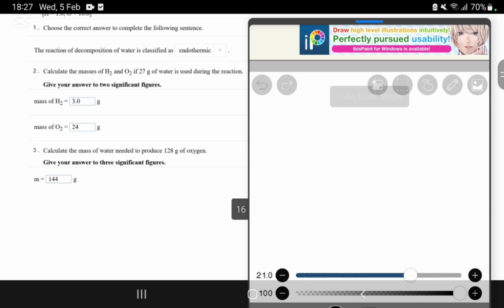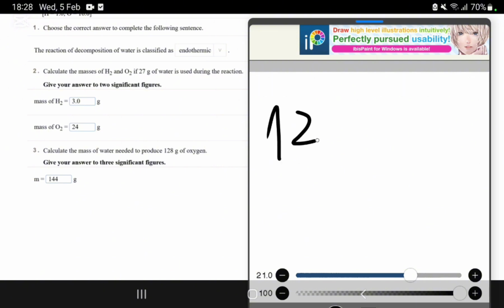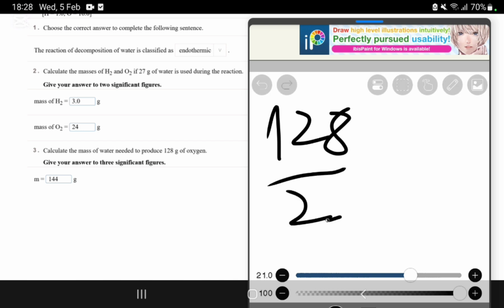Calculate the mass of water needed to produce 128 grams of oxygen. Okay, so now we need to find out how many times we need to multiply the mass of oxygen to get to 128 grams. To do that, we do 128 over 24, which will give us 5.33.